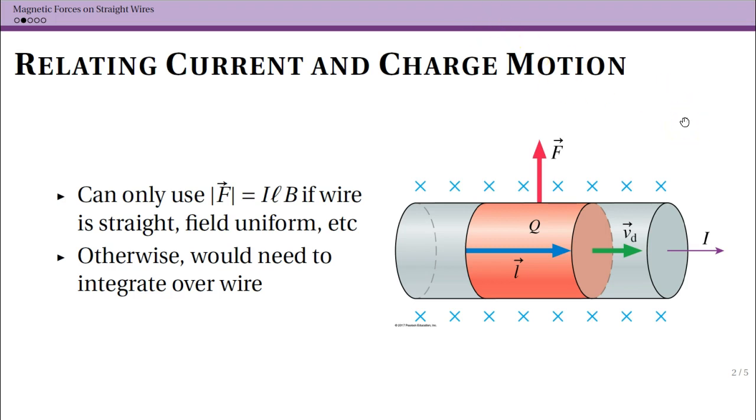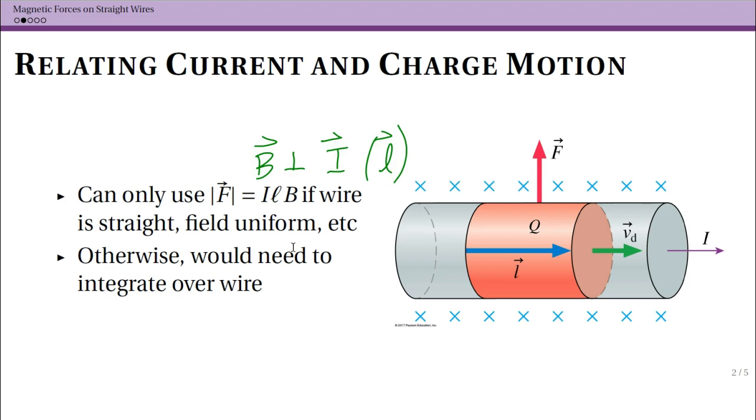So always remember that what we're really talking about here is a force due to all of those little charged particles moving in our current. Now, we can always just use that the magnitude is given by I times L times B, where L is the length of your wire, as long as your wire is straight, your field is uniform, and your magnetic field vector is perpendicular to your current vector, or if you prefer to think about it, your length vector.